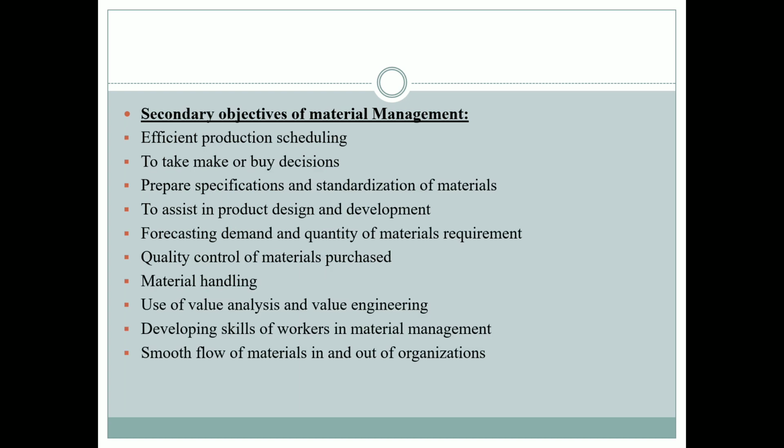These are all the primary objectives, whereas secondary objectives are like this: efficient production scheduling to take make or buy decisions, prepare specifications and standardization of materials to assist in product design and development, forecasting demand and quantity of materials required, quality control of materials purchased, material handling, use of value analysis and value engineering, developing skills of workers in material management, and smooth flow of materials in and out of the organization.